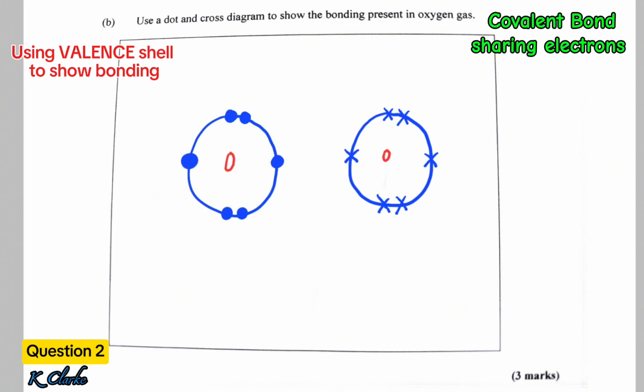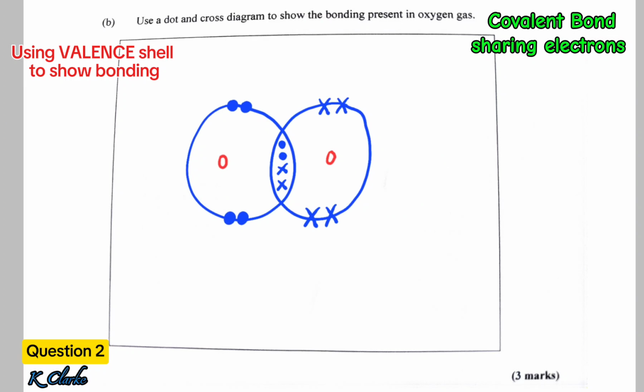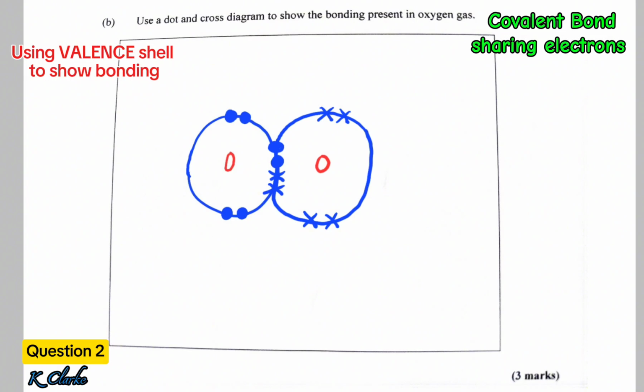The valence shells will overlap in order for each oxygen atom to have 8 electrons on the last shell. One oxygen will be sharing 2 electrons and the other oxygen will be sharing 2 electrons, as you can see in the intersection of the diagram. Or you could draw the valence shells touching, and wherever they meet, you place the shared electrons.